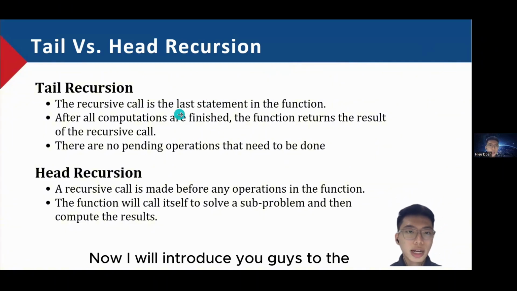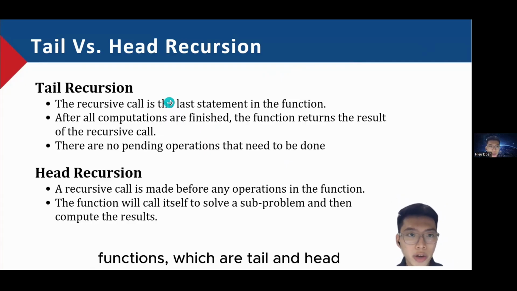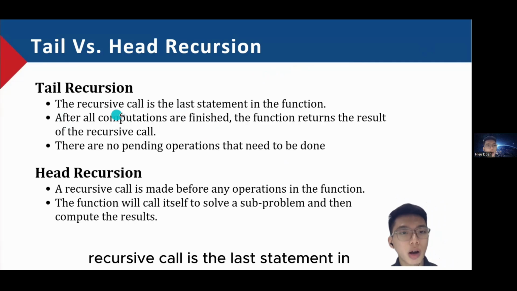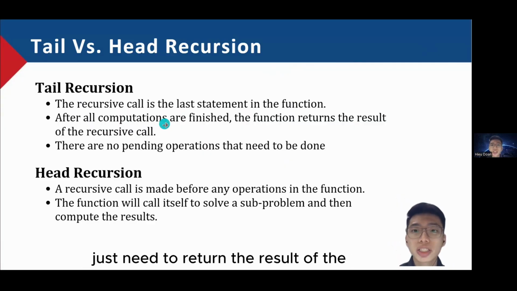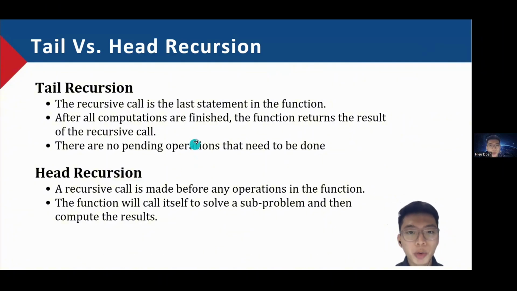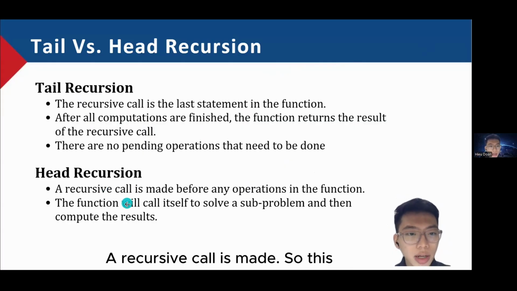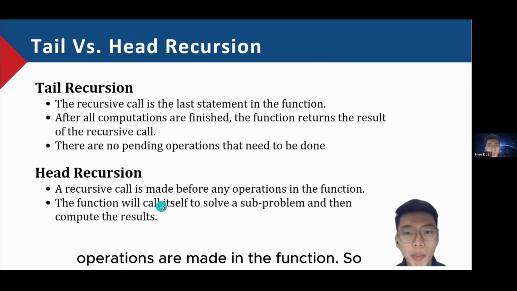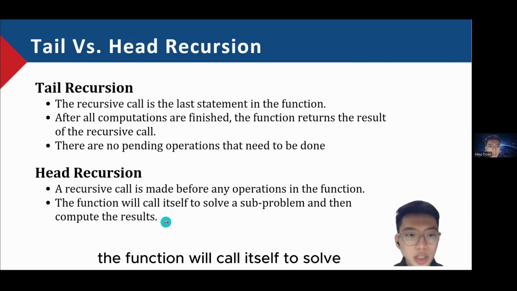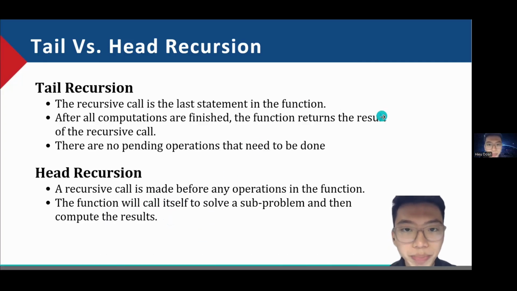Now I will introduce you guys to the two most common forms of recursive functions, which are tail and head recursions. For tail recursion, the recursive call is the last statement in the function, which means after all computations are finished, the function just needs to return the result of the recursive call. So there are no pending operations whatsoever that need to be done after that. And for head recursion, a recursive call is made first. So this recursive call is prioritized before any operations are made in the function. So the function will call itself to solve a sub-problem, then compute the result.